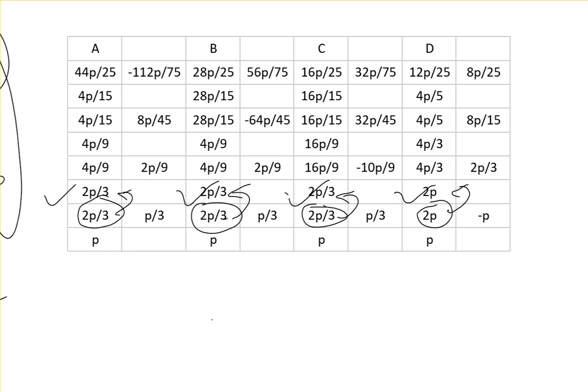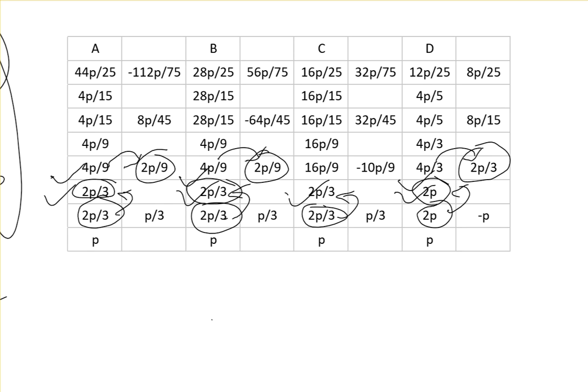Now C gave everyone half of what they had. So multiply it by 2 by 3, you get 4P by 9. Multiply this one by 2 by 3, you get 4P by 9. Multiply this one by 2 by 3, you get 4P by 3. Now take half of it, it is 2P by 9, it is 2P by 9, and half of this is 2P by 3.